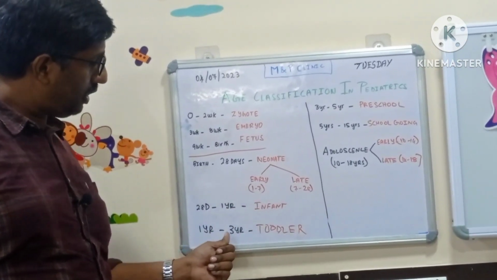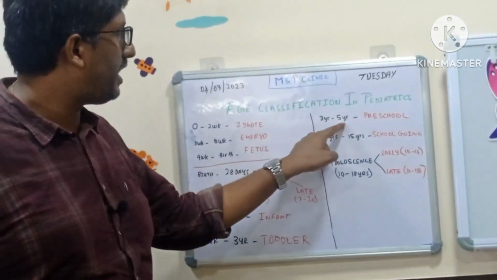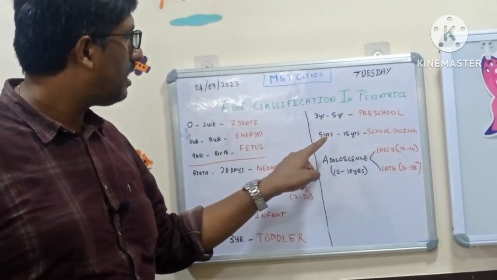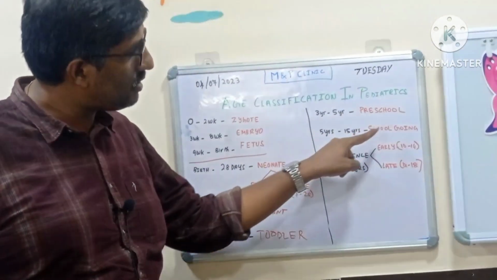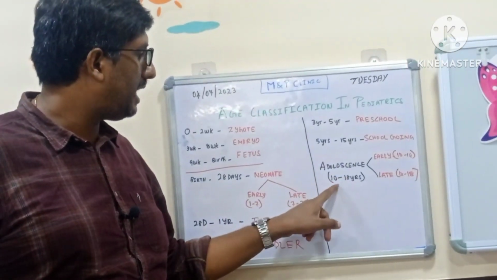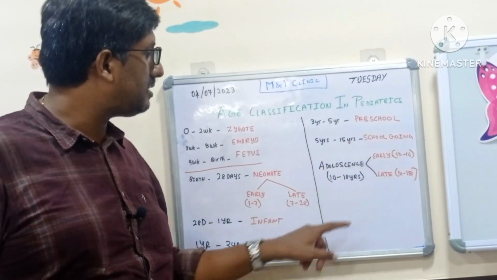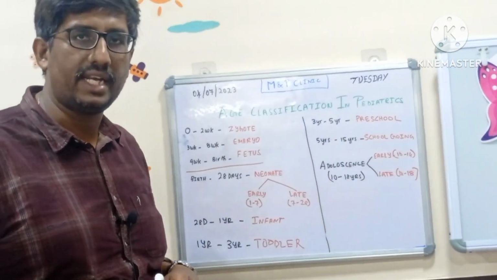From 1 year to 3 years, it is called a toddler. From 3 years to 5 years, it is a preschool child. From 5 years to 15 years, it is called a school going child. The adolescent period is from 10 to 18 years, where the early adolescence is from 10 to 14 years and the late adolescence is from 14 to 18 years.